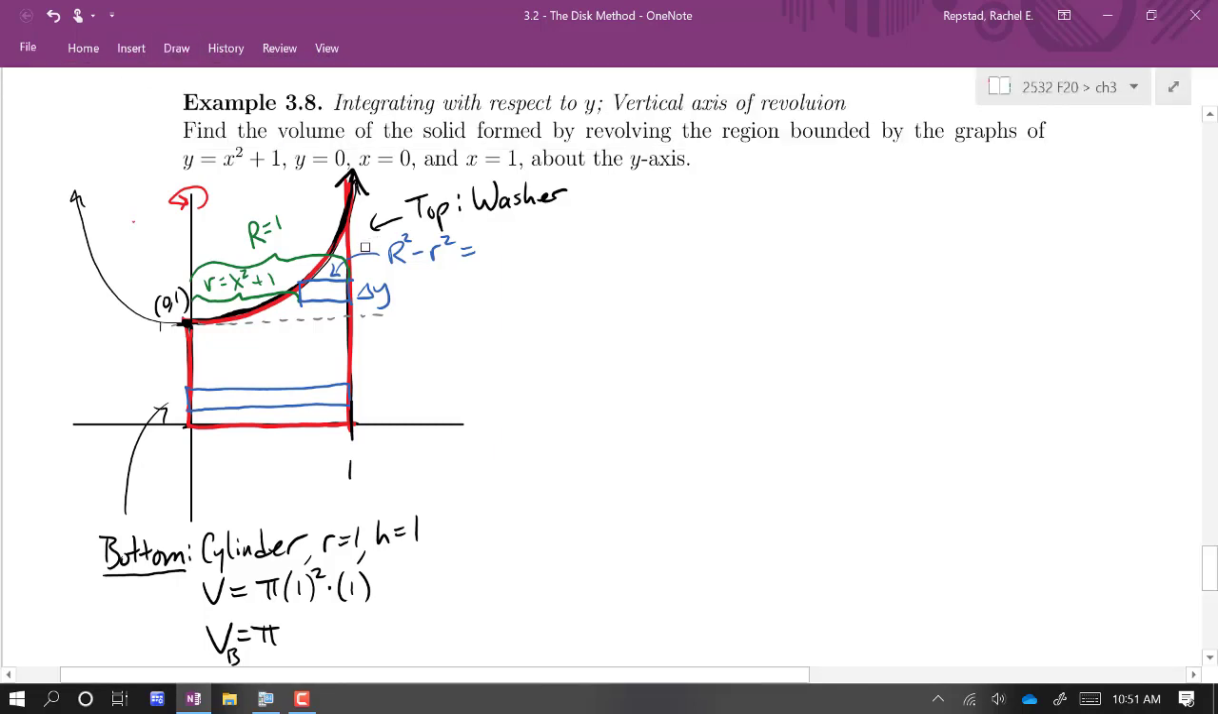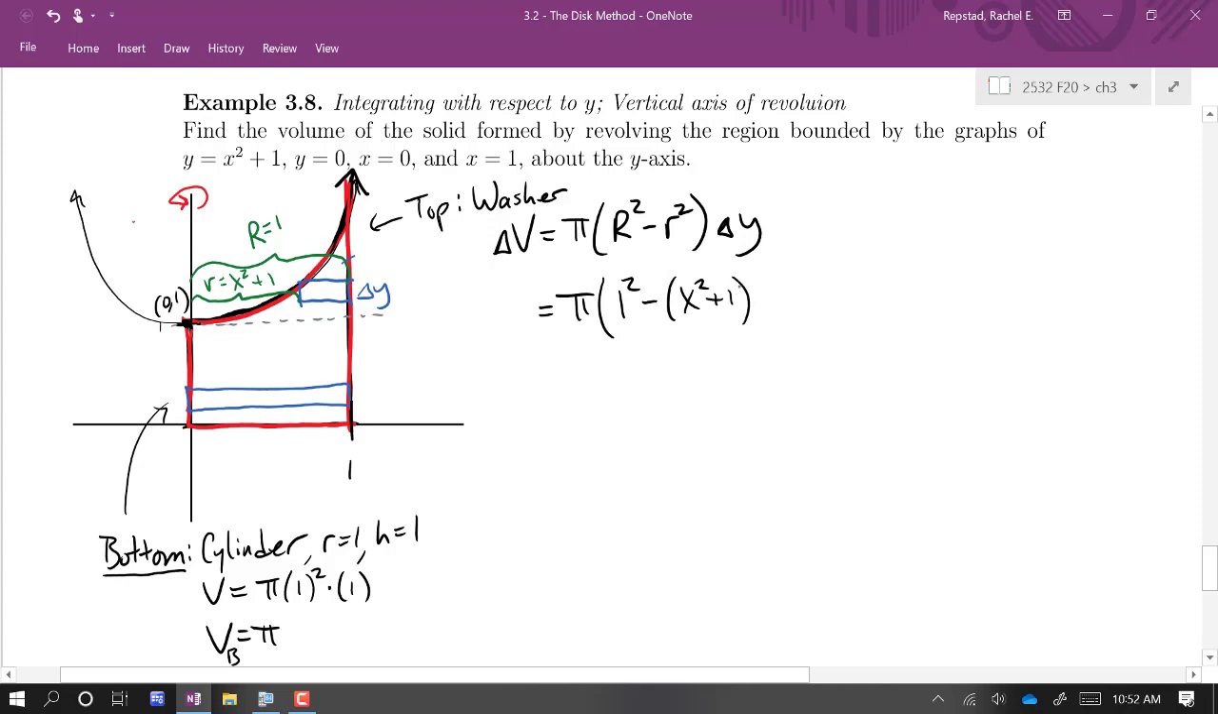Oh, you know what? I labeled that kind of erroneously, right? First of all, we don't need the length of the rectangle. Second of all, the length of the rectangle itself is not big R squared minus little r squared. What we're going to do is set up the volume of the sample washer, pi times big R squared minus little r squared delta y. And that is pi times big R squared is 1 squared minus x squared plus 1 squared delta y.